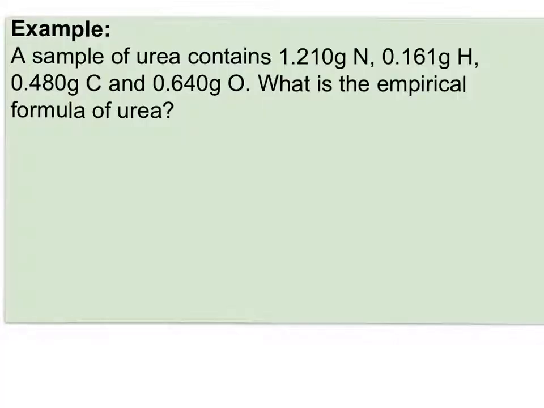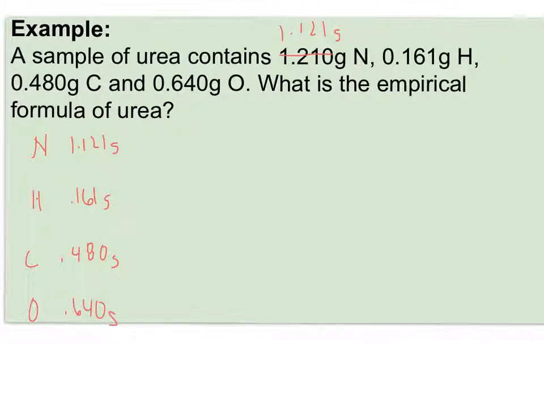No big deal. So in my example here, I'm just going to make a quick correction here. This is really supposed to be 1.121 grams of nitrogen. So to find the empirical formula, I'm first going to write down what I know. I know I have 1.121 grams of nitrogen. I have 0.161 grams of hydrogen. I have 0.480 grams of carbon. And I have 0.640 grams of oxygen.